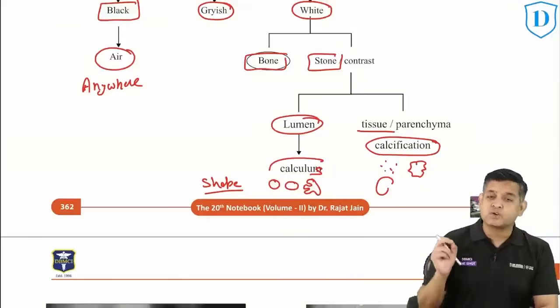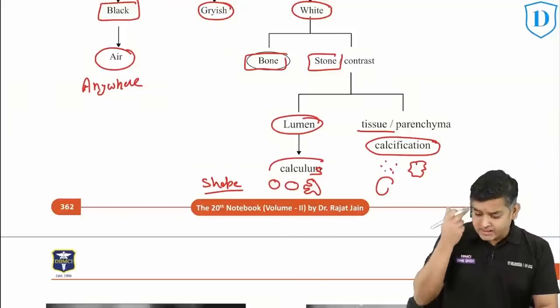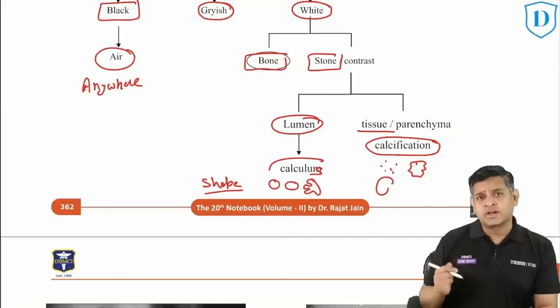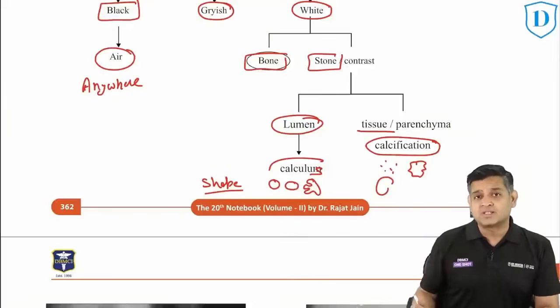This is a fundamental question that we get in the exam, and this will definitely give you an edge over others in the exam because we know that it's a competitive exam.